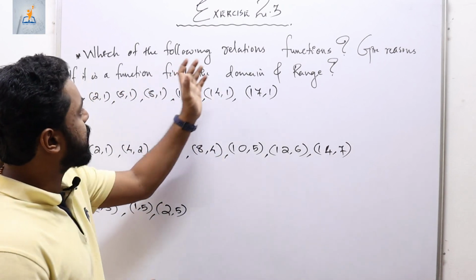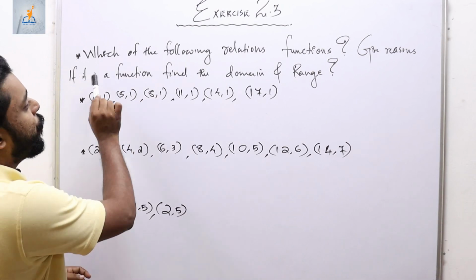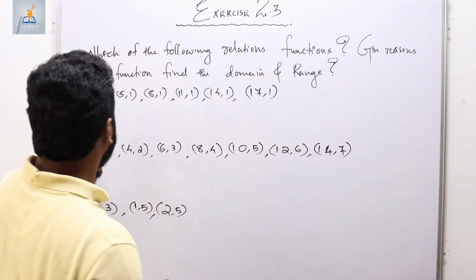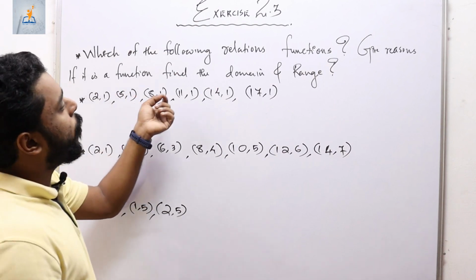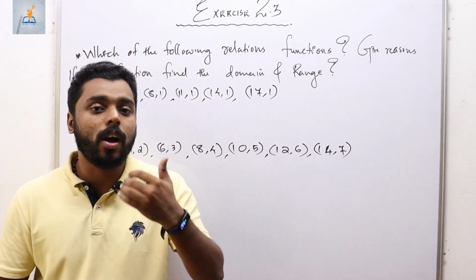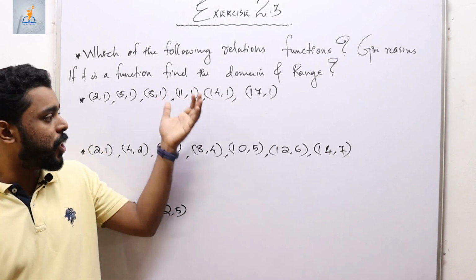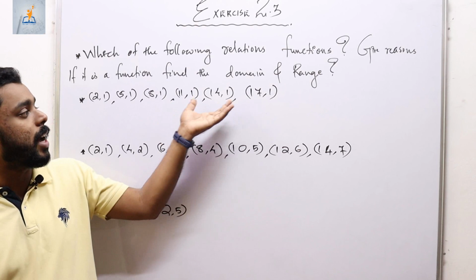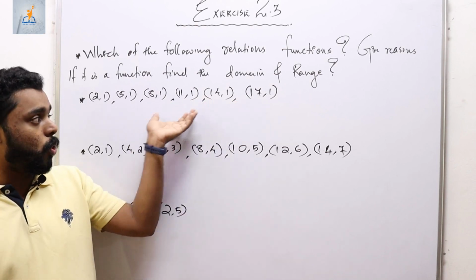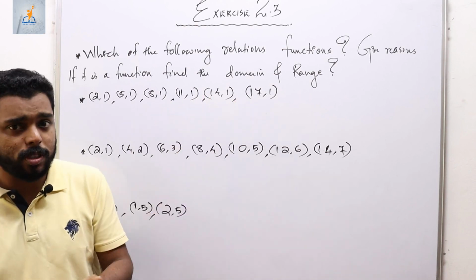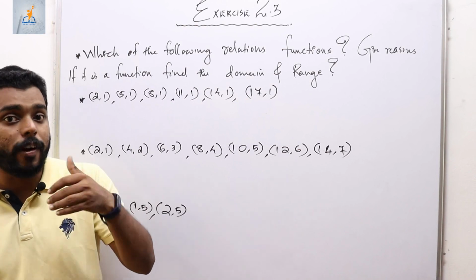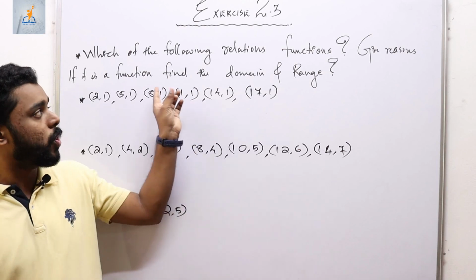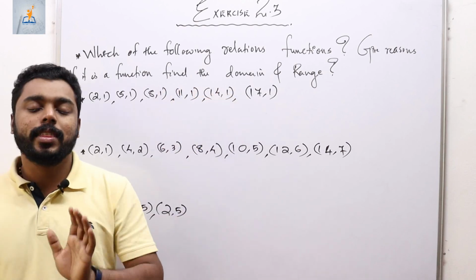The first question of exercise 2.3 is: which of the following relations are functions? Give reasons. If it is a function, find the domain and range. So we are asked to find the functions from these three relations. Of course, these three are relations because these are ordered pairs, and so these are subsets of A cross B. Hence, we should find whether these subsets are functions or not. Also, if it is a function, we are asked to find the domain and range.